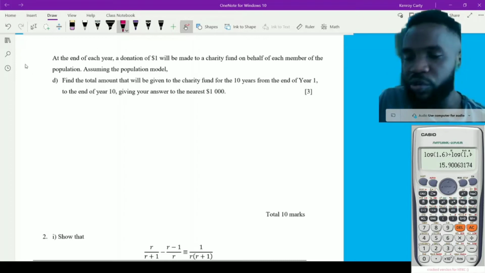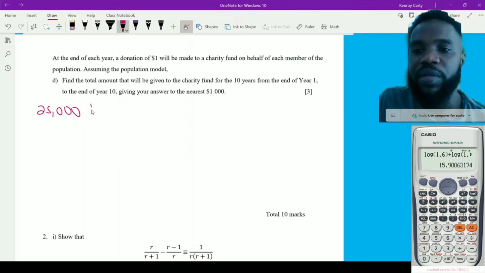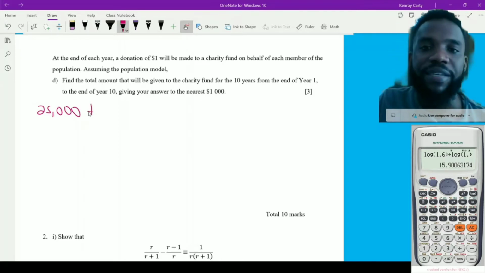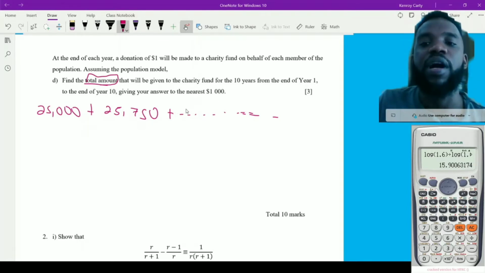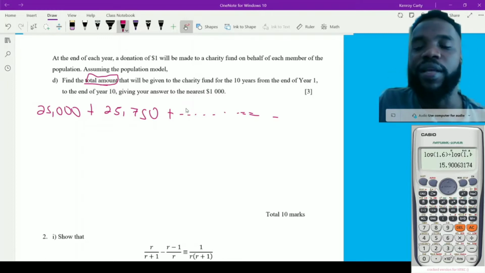All right, good. So remember now, in the first year, the population was 25,000 at the end of the first year. So what it means is that $25,000 would have been given to charity. At the end of the second year, the population was 25,750. So it means that 25,750 would have been given to charity. And this keeps going on and on. Now, what they want is a total amount, and that is the imperative term here, that would have been given to charity from the end of the first year. So they want you to sum the first year plus the second year amount plus the third year amount, and it goes on and on like that.